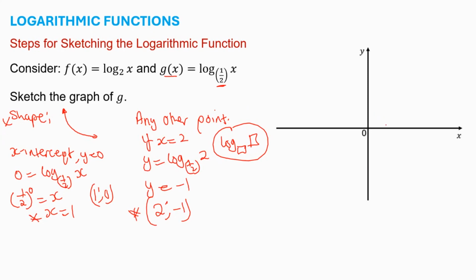(1, 0) is where? Here. And then we have any other point, which is (2, -1). (2, -1) should be somewhere here. Then the shape goes like this. So it's going to be this. We've managed to sketch the graph of g of x. Okay. To sketch a logarithmic function, you just need the shape, x-intercept, and any other point.